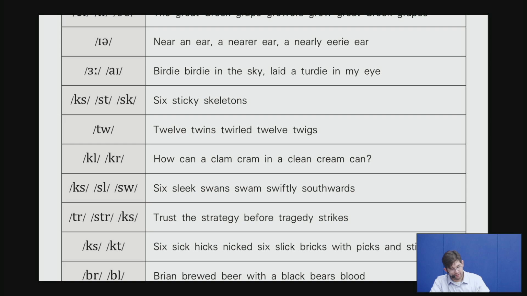Moving on to R sounds again. Birdie, birdie in the sky, laid a turdy in my eye. So here we go, one more time. Birdie, birdie in the sky, laid a turdy in my eye. And you can actually even hear on this one, it's a little bit more rhythmic. You can hear the rhyming pattern in it as well.